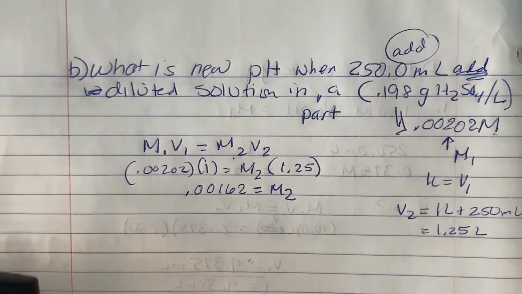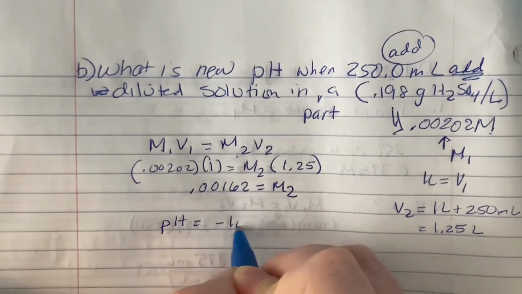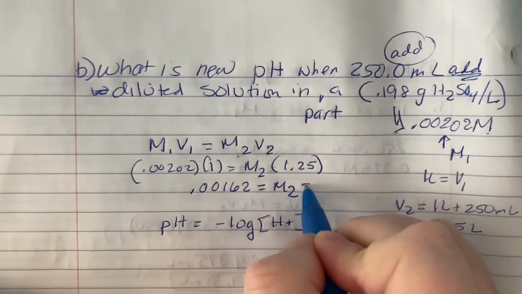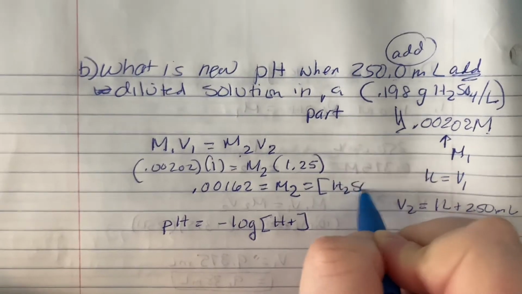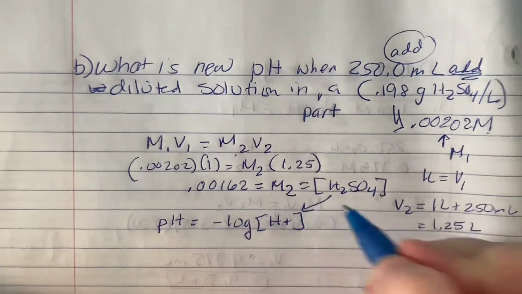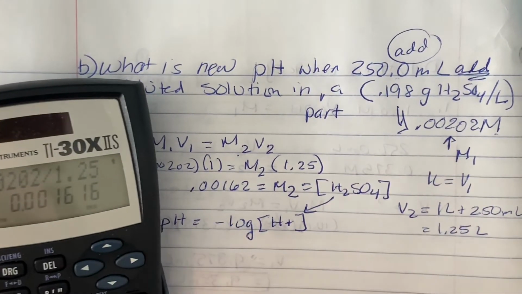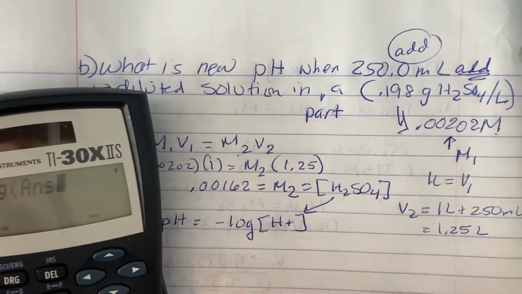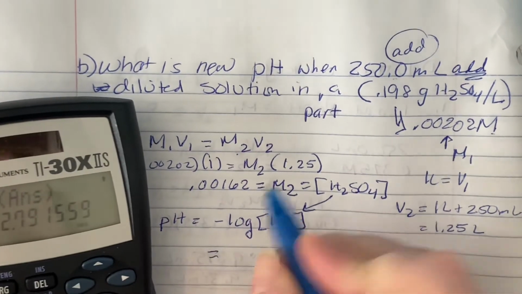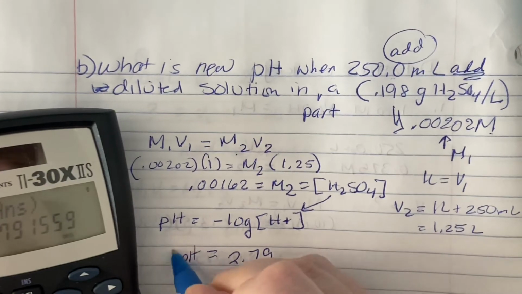And now that we have that new molarity, then we can put it in pH, because remember the pH is negative log of the hydronium ion concentration. Now here we have the sulfuric acid concentration. Strong acid means that this number and this number are identical. So I have my number still in my calculator. I'm going to hit my log button, second answer, and my parentheses, negative 2.79. And remember, we always flip the sign. So 2.79 is going to be my new pH.